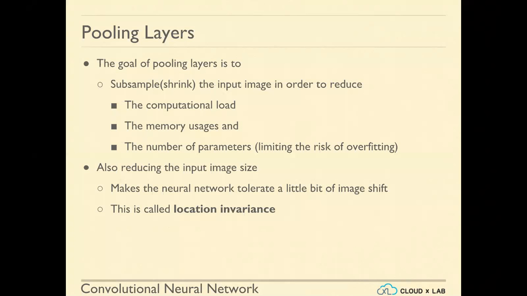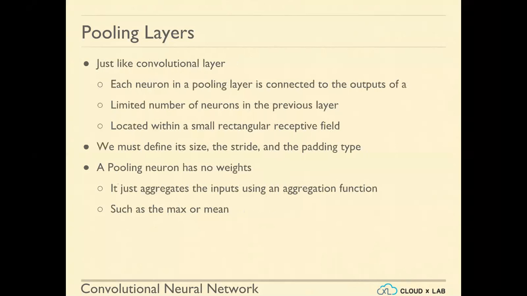This is called location invariance. When we are taking an average of a set of pixels, we are averaging out various values, and hence pooling also helps us in overcoming the minor variance here and there. Just like the convolution layer, each neuron in the pooling layer is connected to the output of a limited number of neurons in the previous layer.